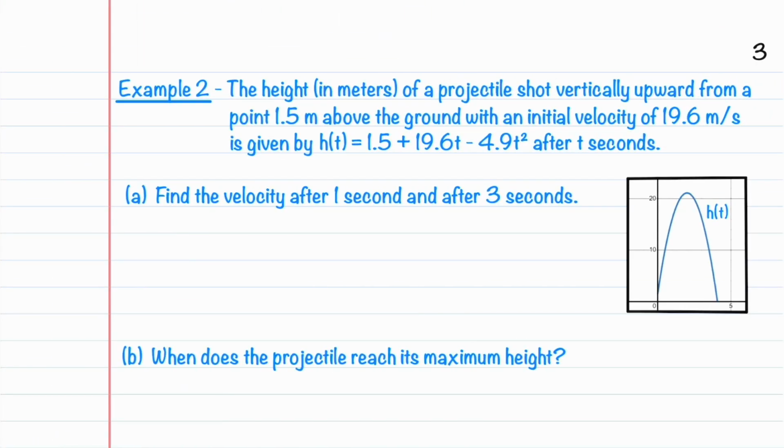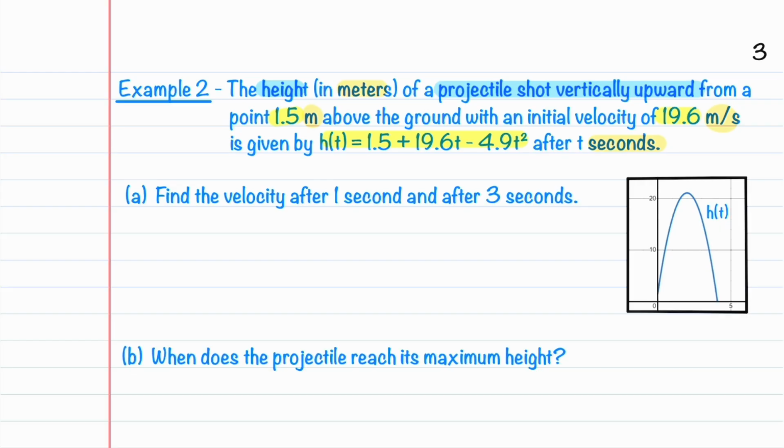We're now going to walk through an example involving the motion of a projectile. The height in meters of a projectile shot vertically upward from a point 1.5 meters above the ground with an initial velocity of 19.6 meters per second is given by the function h of t is 1.5 plus 19.6t minus 4.9t squared after t seconds. I graphed our function h of t over here on the right just so that you can see what's happening.